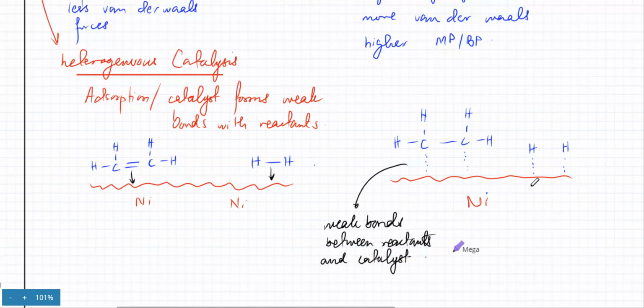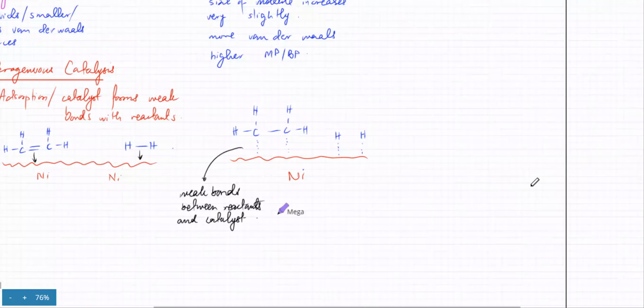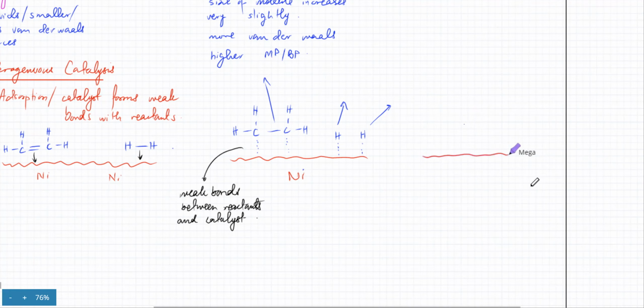So weak bonds are being formed between reactants and catalyst. The next step is desorption, because these molecules have some kinetic energy, which means that they're flying around. So these molecules, I mean, the atoms, are going to eventually bounce back. When they do, the bonds that were previously holding them together have now broken because of the catalyst. Now new bonds can be formed easily.